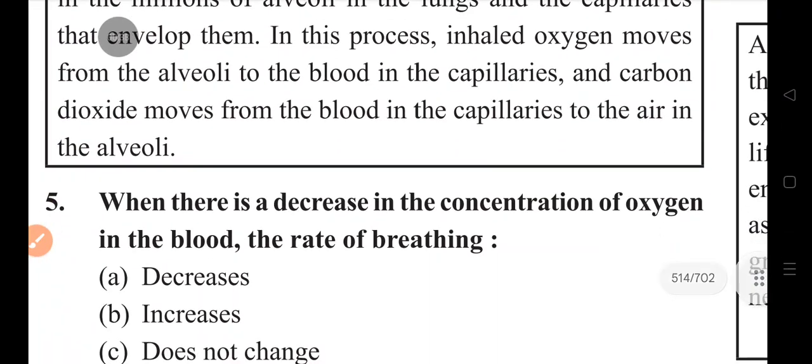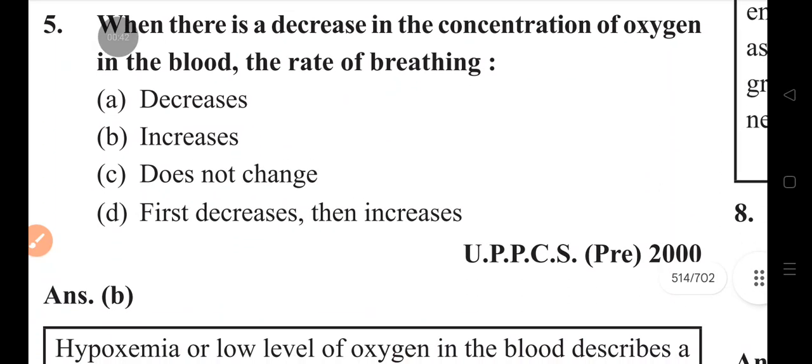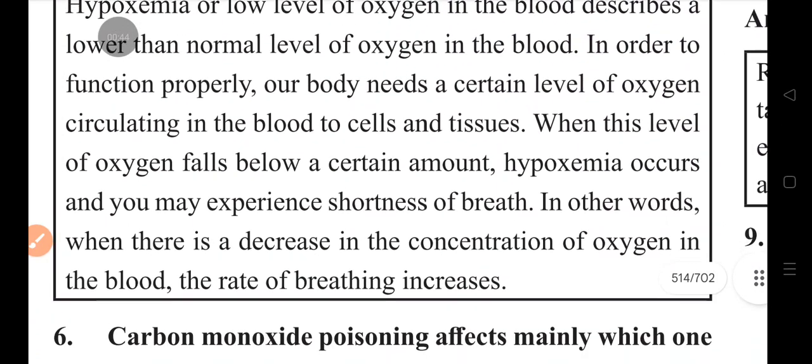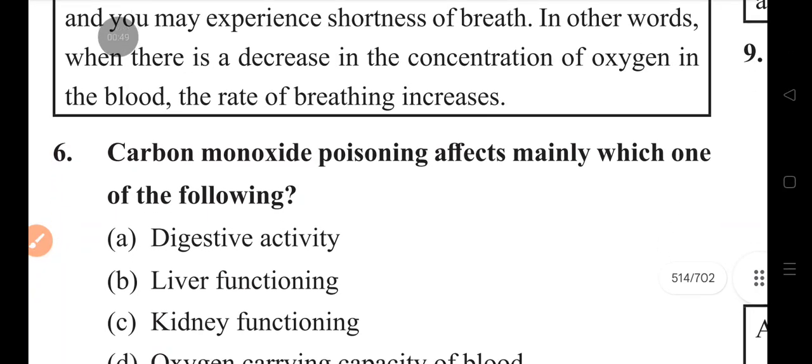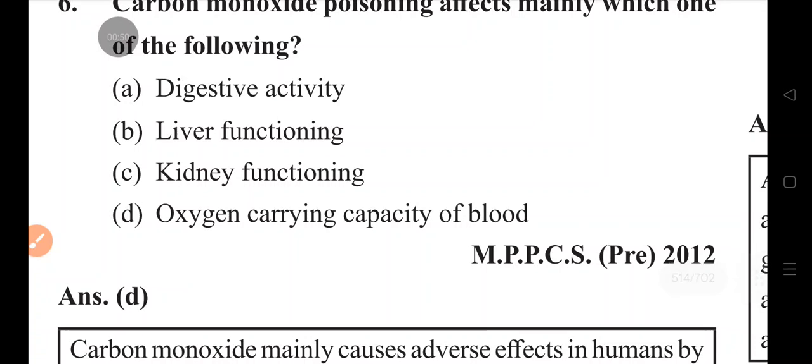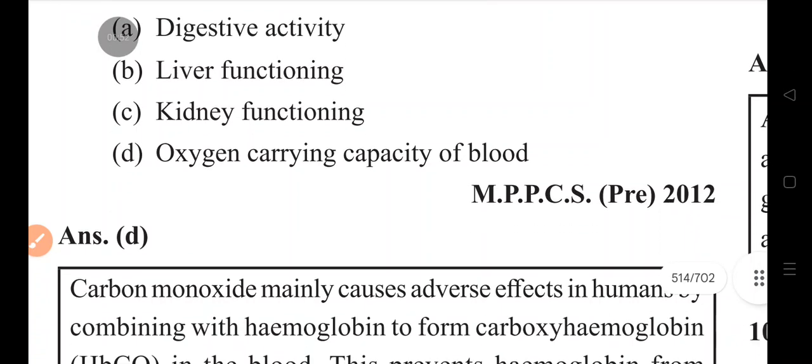When there is a decrease in the concentration of oxygen in blood, the rate of breathing increases. Carbon monoxide poisoning affects mainly which one of the following? Oxygen carrying capacity of blood.